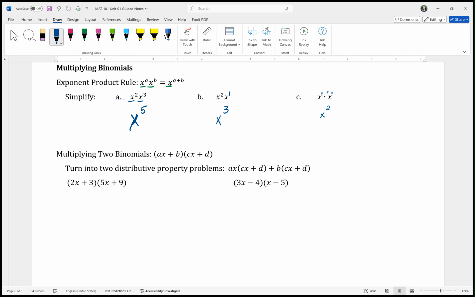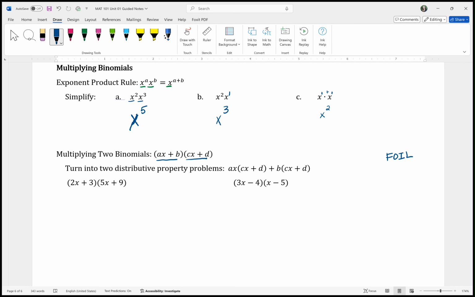Let's talk about multiplying two binomials. Binomials means two terms. So you see we have two terms and two terms being multiplied together. Some of you will know this as the FOIL method, although I'm not going to teach it this way. If you know the FOIL method or box method or area model, there are so many ways to teach it. I'm not going to teach it that way, but feel free to use that. I'm fine with that. What I want you to think about is that we've already talked about the distributive property. I want to turn this into two distributive property problems.